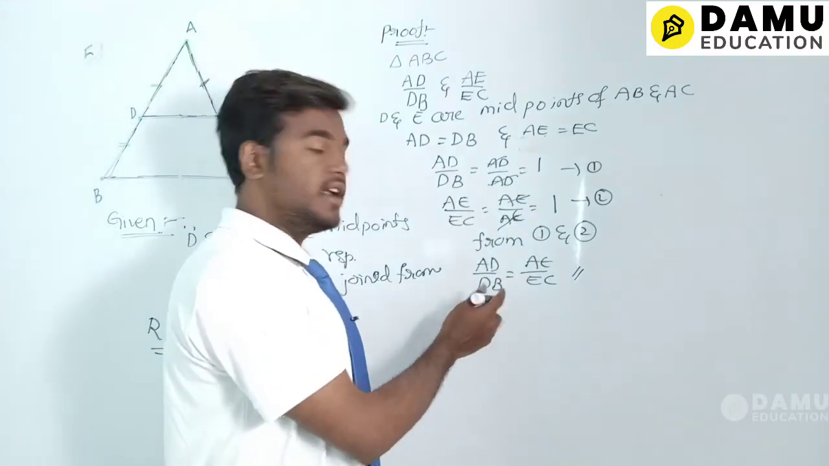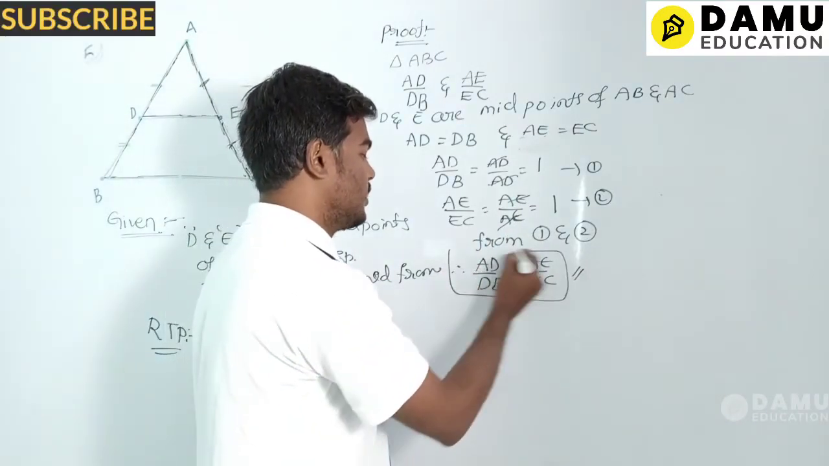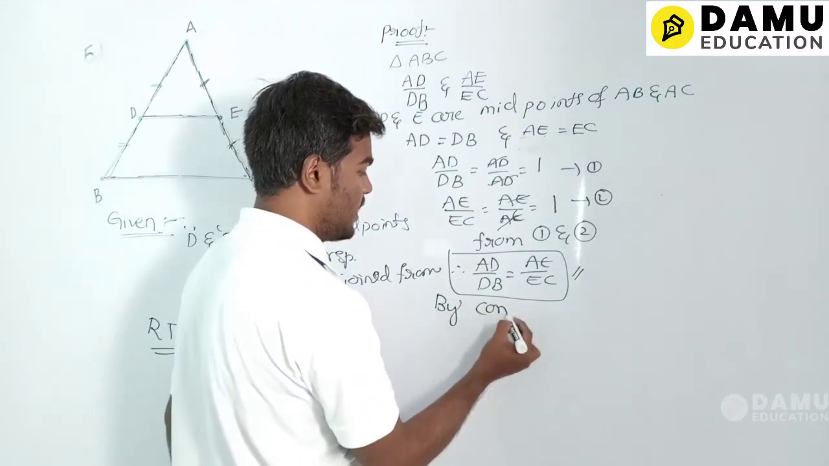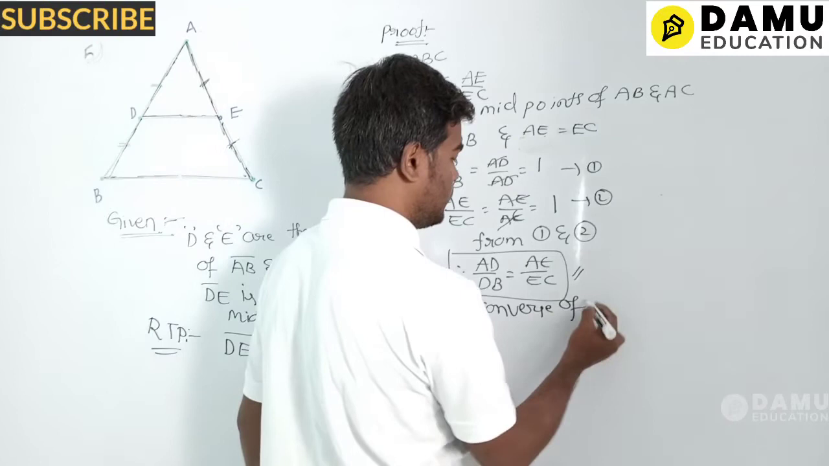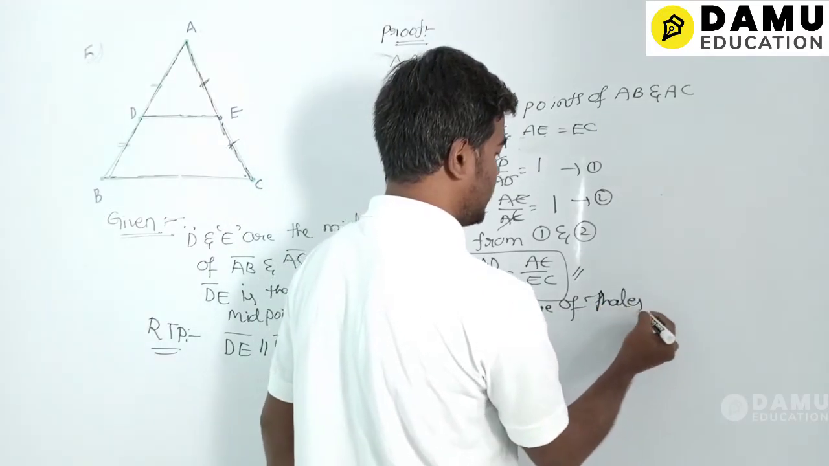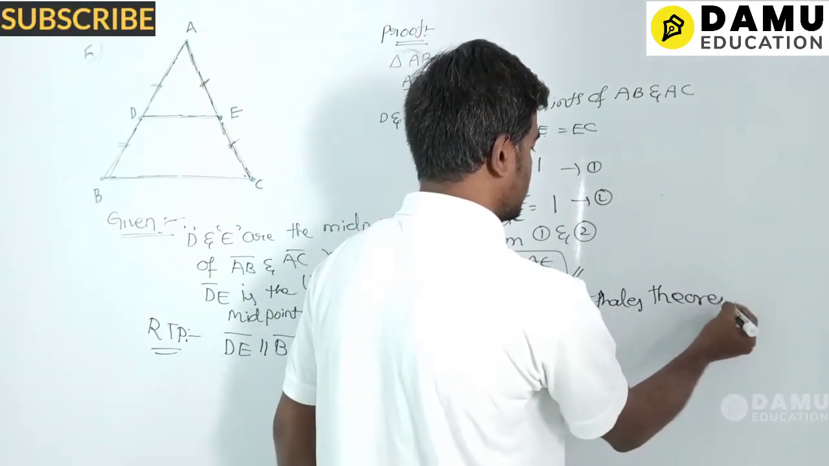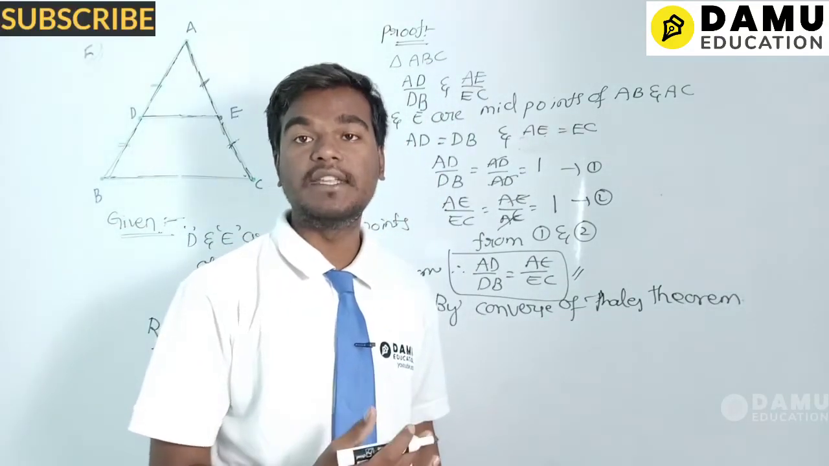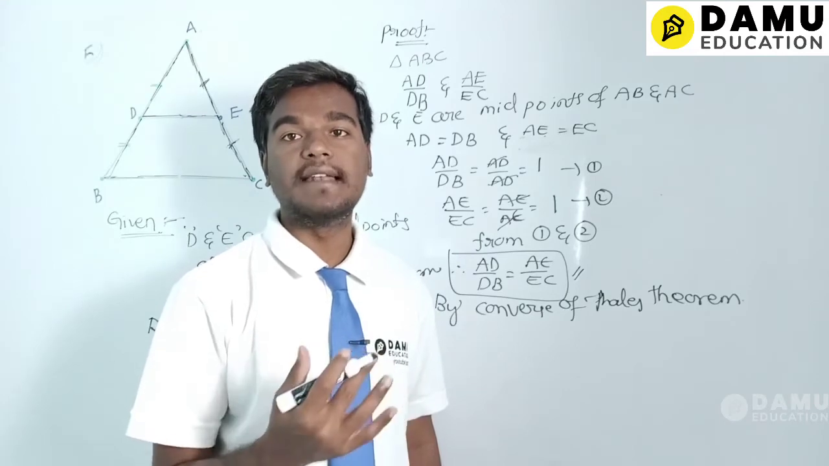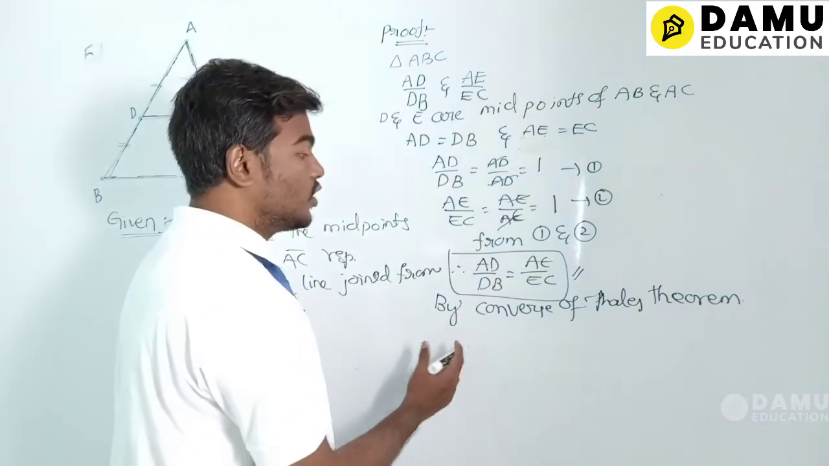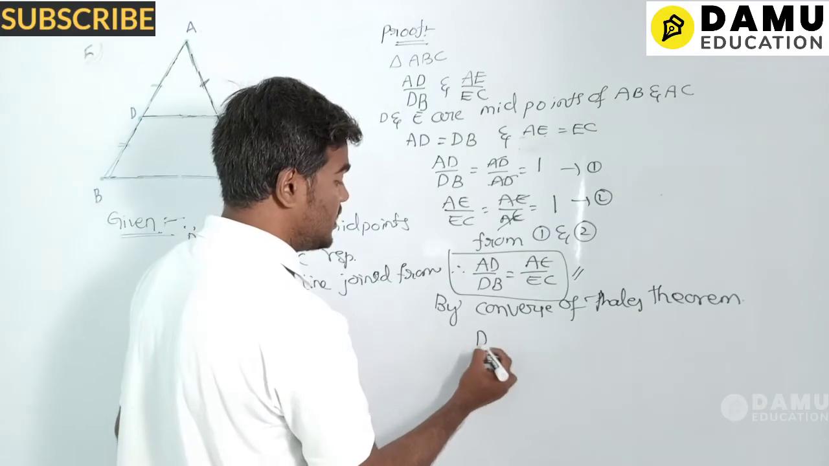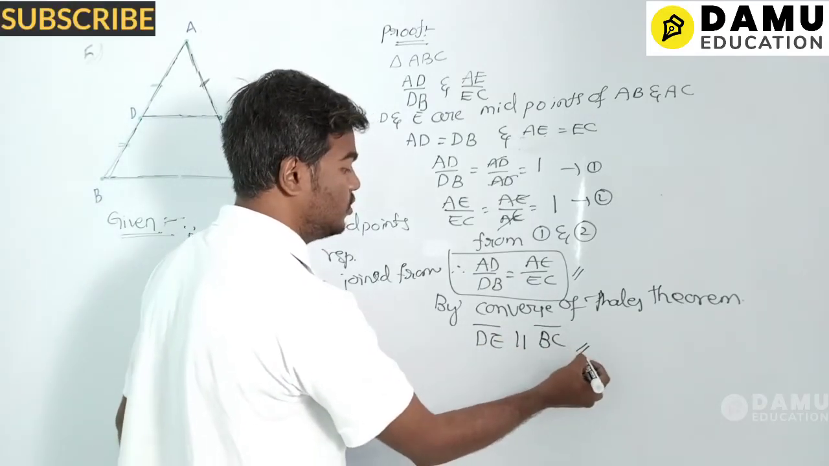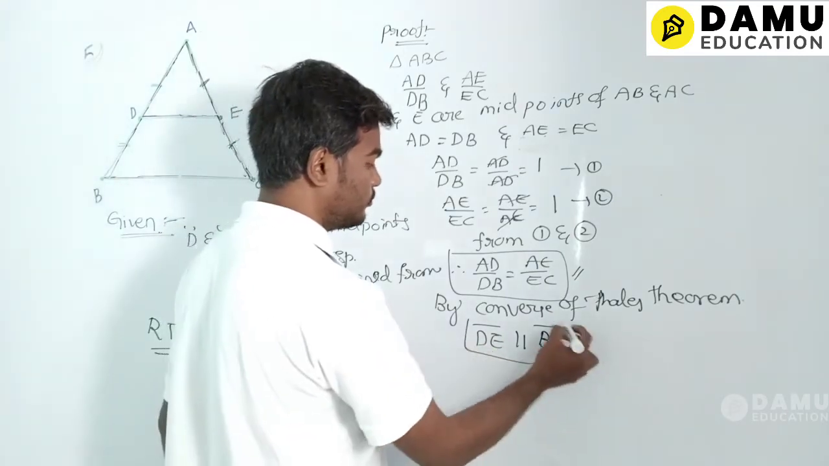For that you can equate these two ratios by the converse of Thales theorem, or the converse of the basic proportionality theorem, that is BPT, basic proportionality theorem. So based on that, what you can write here is DE is parallel to BC. DE is parallel to BC, hence proved.